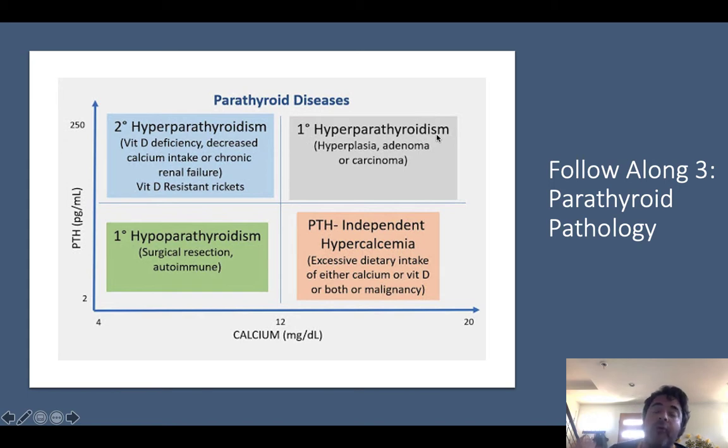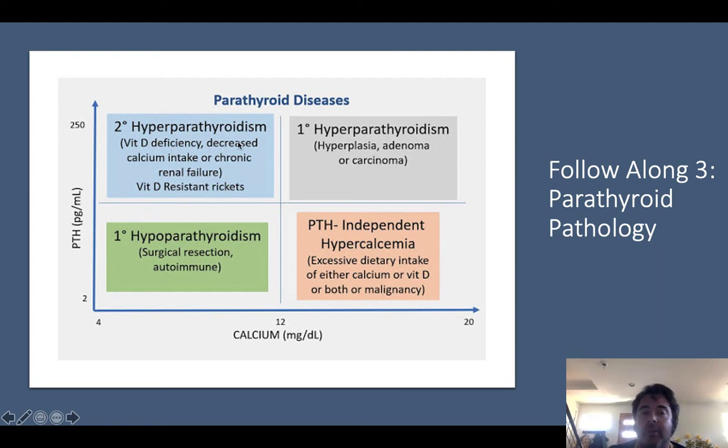hyperparathyroidism is an overproduction of parathyroid hormone. You have primary hyperparathyroidism, which stems from the parathyroid gland directly. Things like an overgrowth, the glands grow too quick and they're just overactive, or cancers can cause primary hyperparathyroidism. With secondary hyperparathyroidism, you'll see here, note that with primary hyperparathyroidism, calcium levels are also elevated. With secondary hyperparathyroidism, note that calcium levels are low.